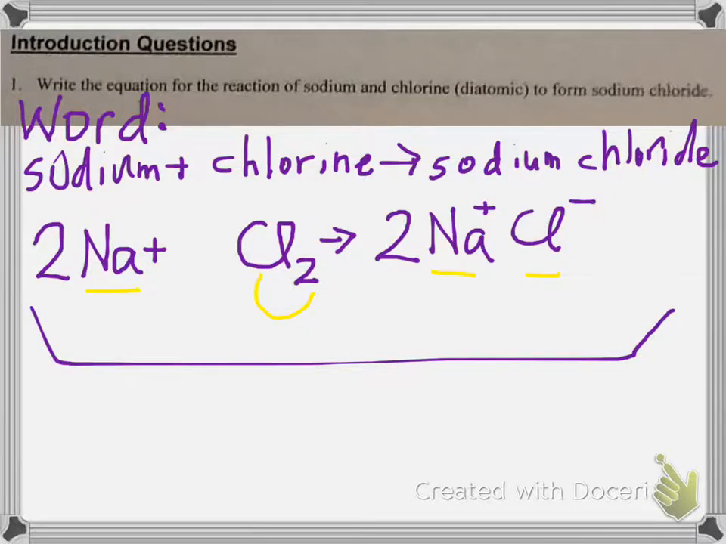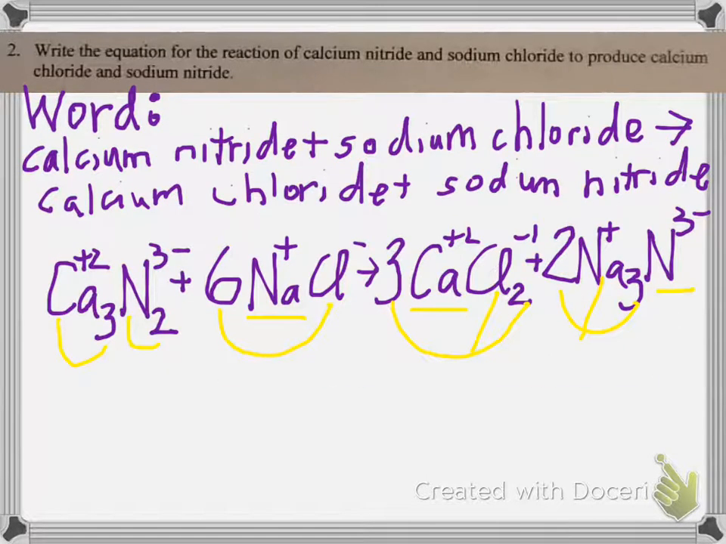Let us consider another example equation, the equation you wrote in question 2 above. Notice that none of the atoms are balanced. There are 3 calcium atoms on one side and only 1 on the other. There are 2 nitrogen atoms on one side and 1 on the other. How can we fix this?